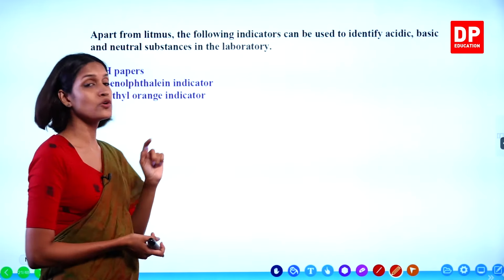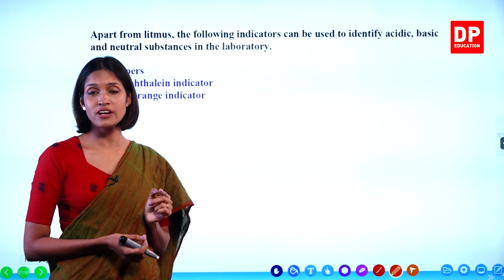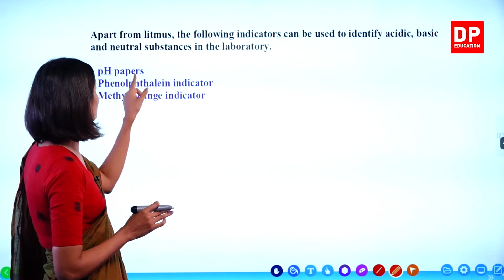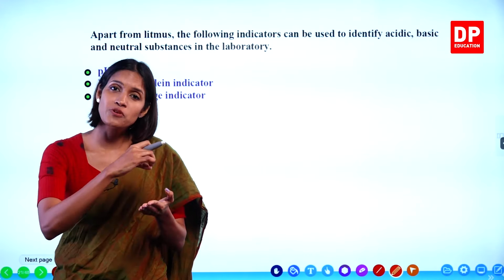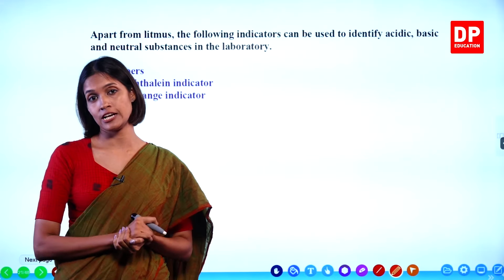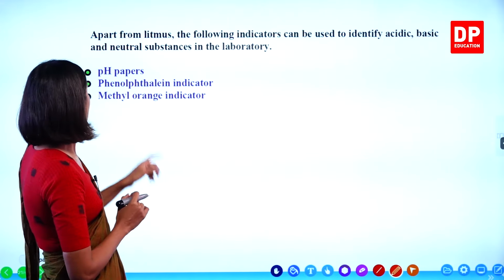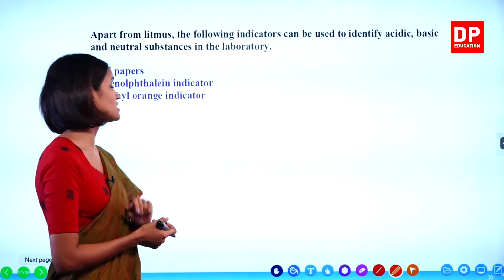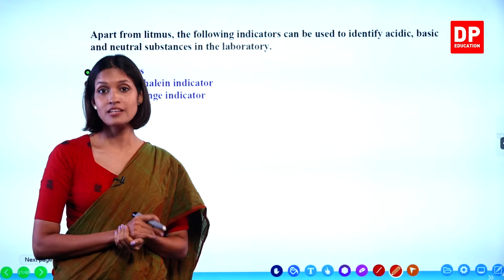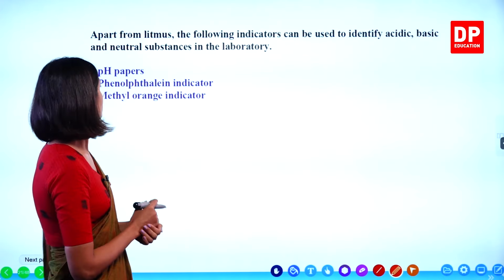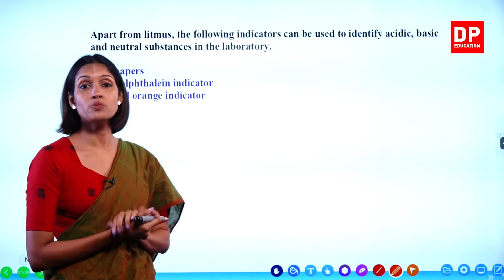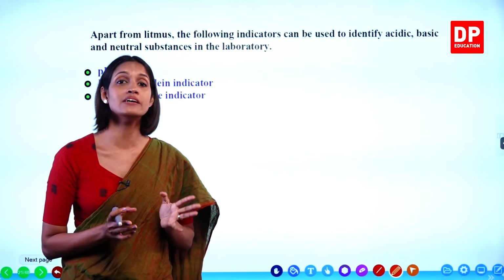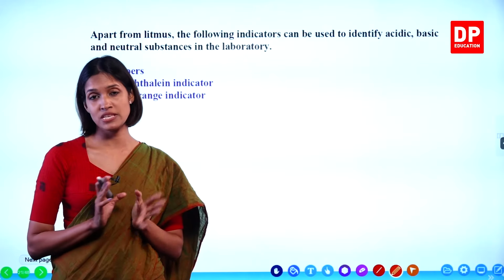pH papers. Now litmus is a type of paper, right? Litmus comes in two colors, red and blue. Now pH paper is also a type of strip of paper. Its color is yellow. Okay, children. And the phenolphthalein indicator and the methyl orange indicator, they both are solutions, liquids. So pH papers, red litmus, blue litmus, phenolphthalein, methyl orange indicators, they all come under the indicators that we can use in the lab.